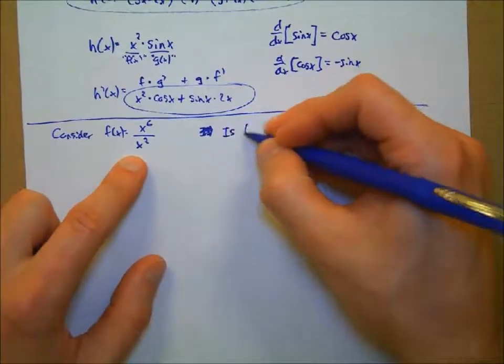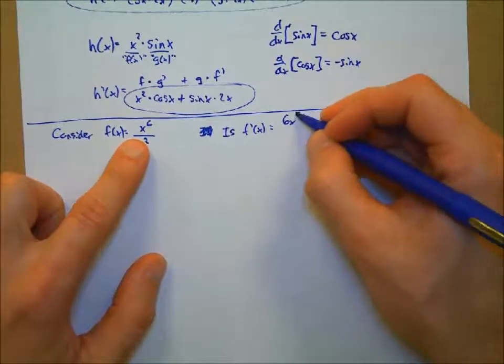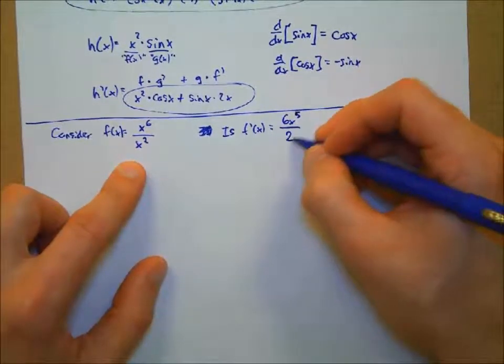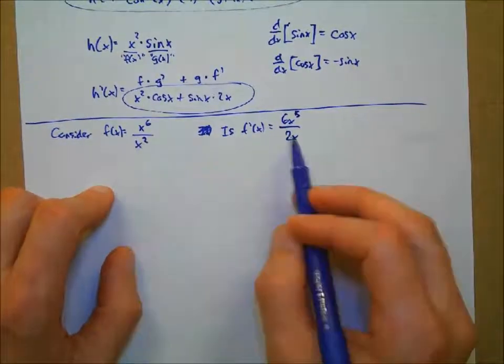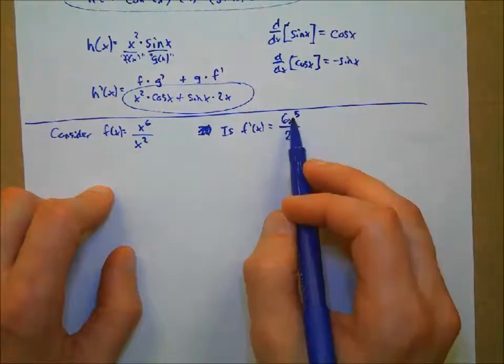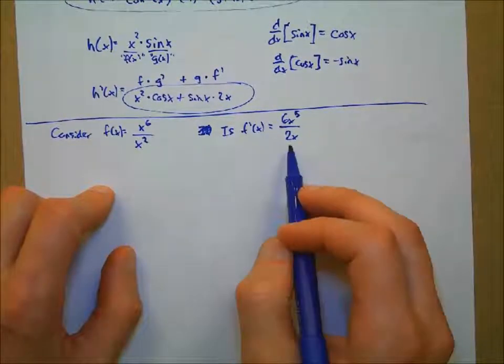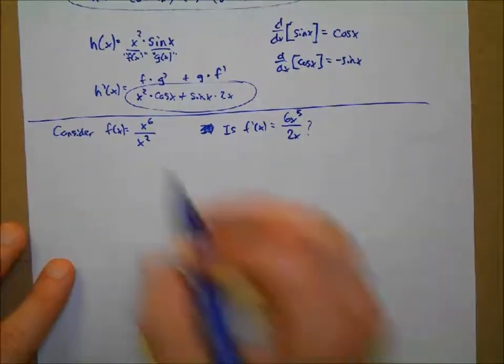Let's see here. Is f prime of x equal to 6x to the 5th over 2x? So in other words, if I take the derivative of just the top and divide it by the derivative of just the bottom, like this, right? So I took the derivative of x to the 6th and it becomes 6x to the 5th. If I took the derivative of x squared, it becomes 2x. Is this f prime of x? Well, we can simplify this, right? What does this simplify to be?